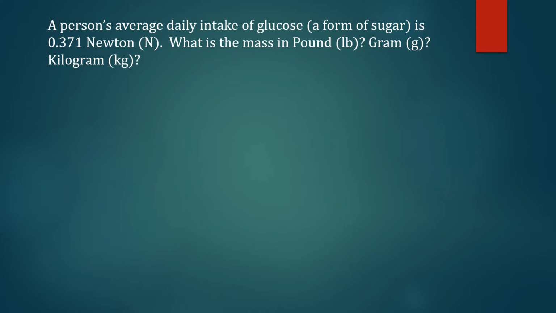So write it in an equation form like this, and as you can see here, that factor is 1 pound is equivalent to 4.45 newtons. So now we will be canceling out the like units, and then we will solve. So 0.371 multiplied by 1 divided by 4.45, the answer will be 0.083 pounds.